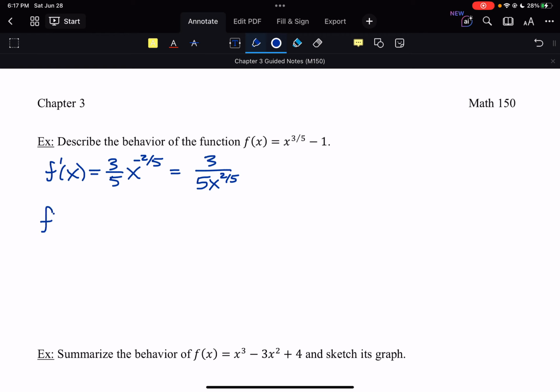Let's see. And then f double prime of this. We're going to take the derivative again. So we bring down the negative 2/5. That's negative 6 over 25. And subtract another 1. That's negative 7 over 5. So we get negative 6 over 25x to the 7 over 5.